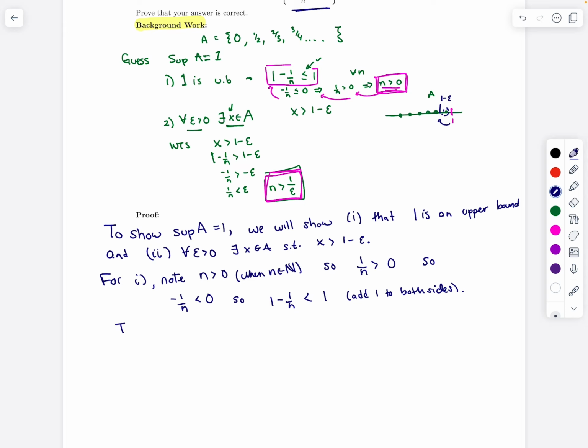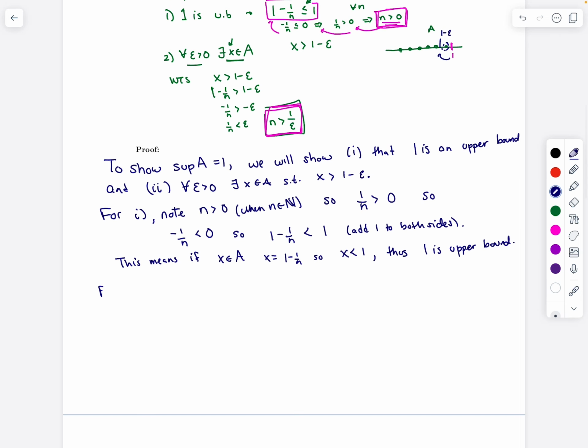This means if x is in A, x equals 1 minus 1 over n, so x is strictly less than 1. Thus, 1 is an upper bound. So we've shown that 1 is bigger than everything in the set. Okay, and now we do the second part.